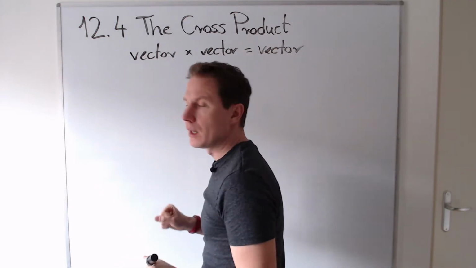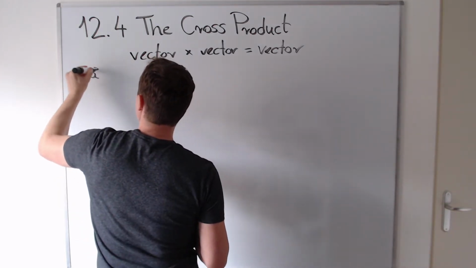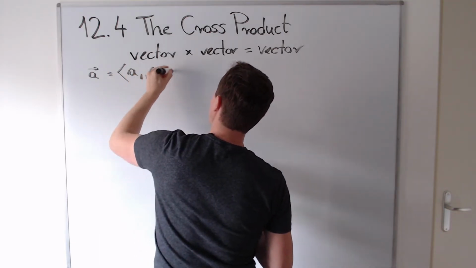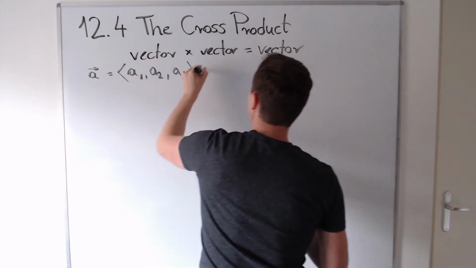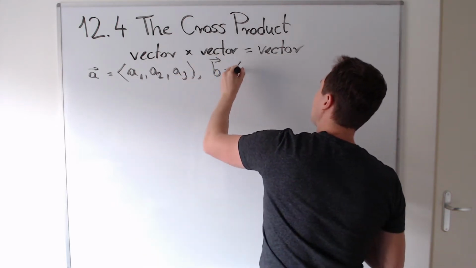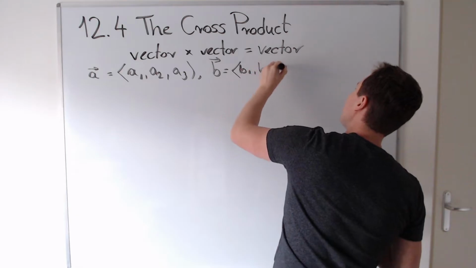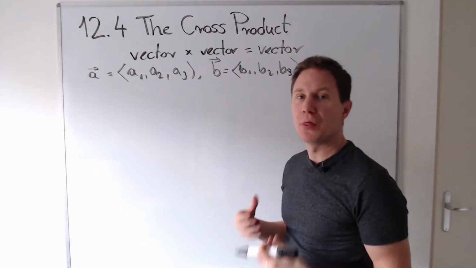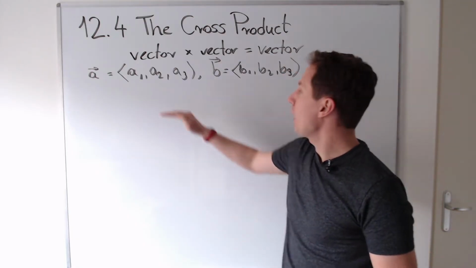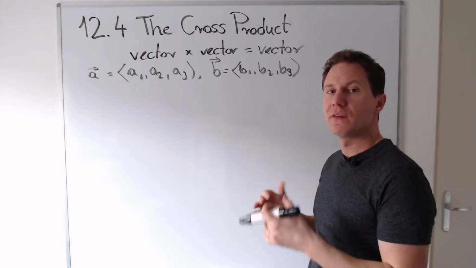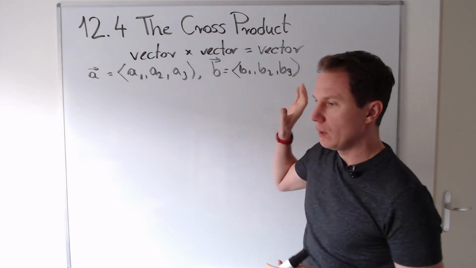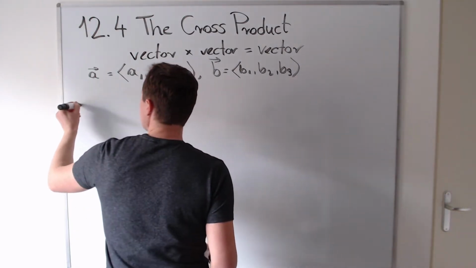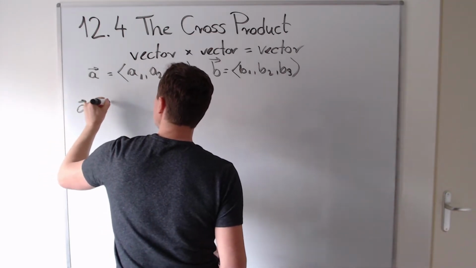So the way it works, if you have two vectors with components, so vector A with components A1, A2 and A3, and vector B with components B1, B2 and B3, the cross product of A and B is going to give you a third vector which is perpendicular to both A and B and has certain other properties. So let me just give you the formula, the way to compute this cross product, which is denoted by A cross B.